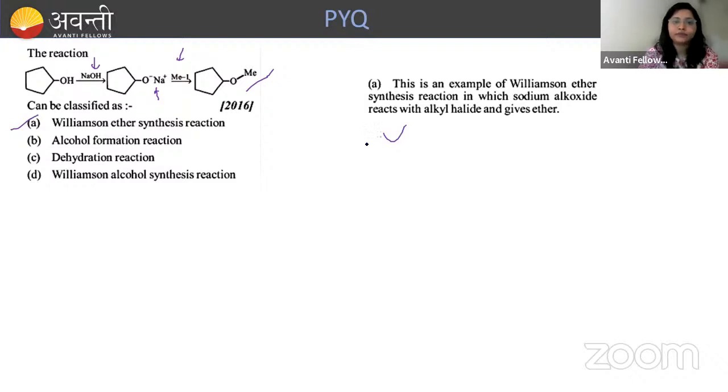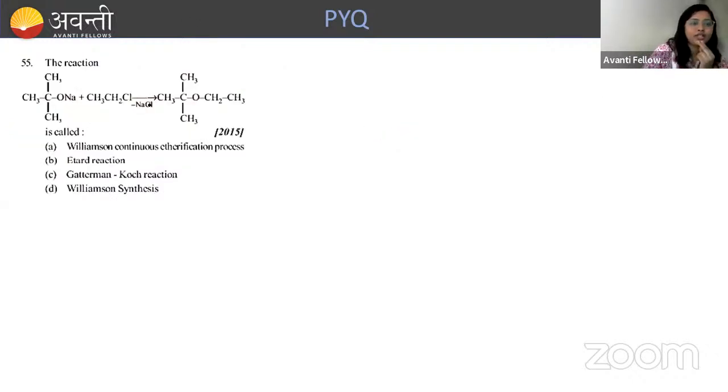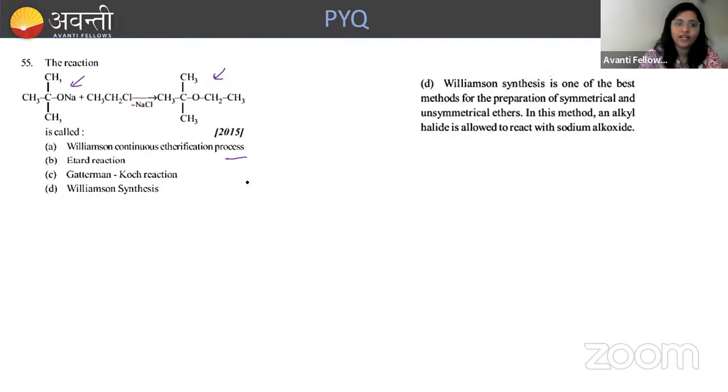Very good. Next, this is the reaction. Okay, what will be the product? We need to tell what will be the reaction. Williamson synthesis, Etard reaction, Gattermann-Koch reaction, Williamson synthesis. Yes, tell me. Again, this reaction is of which type? Alkoxide reacting with alkyl halide. So this is again our Williamson synthesis.